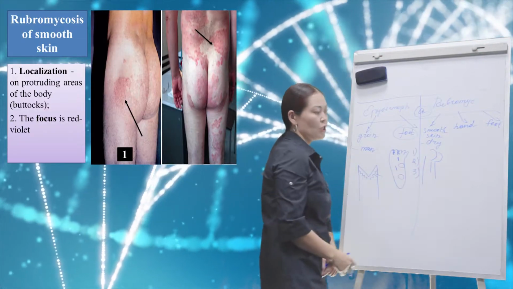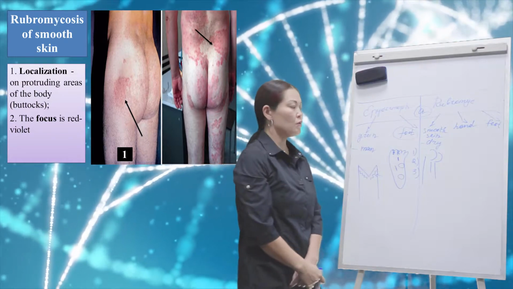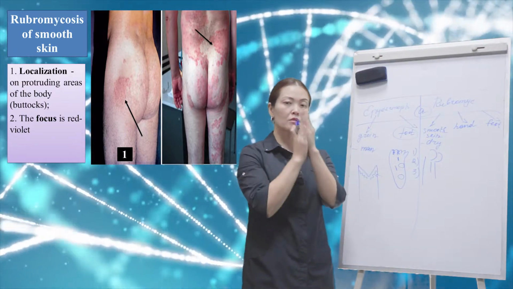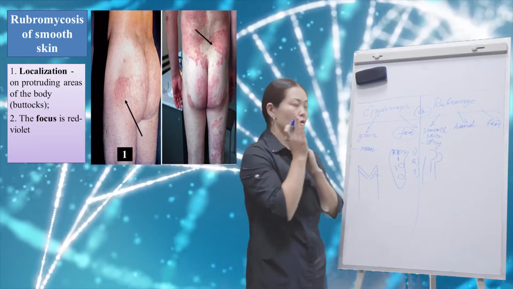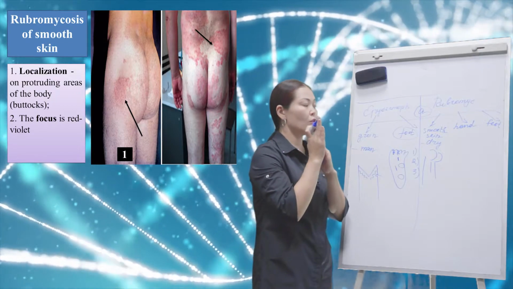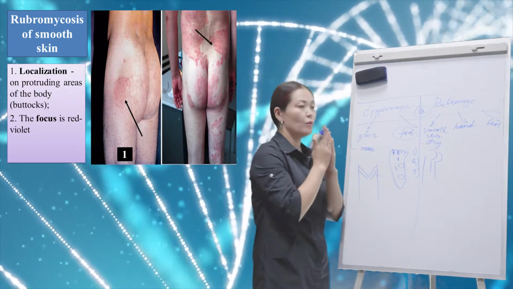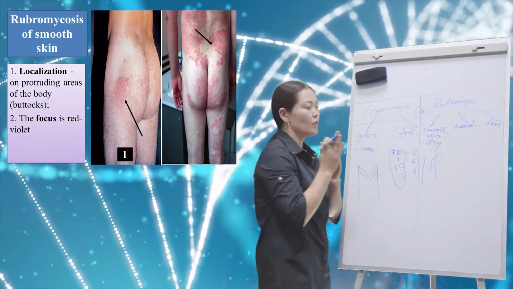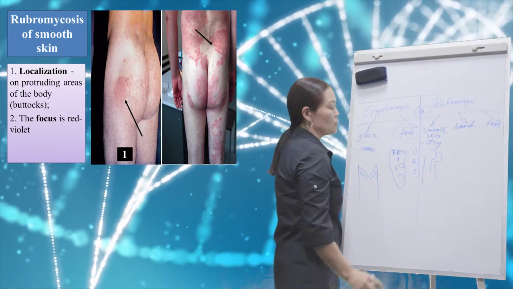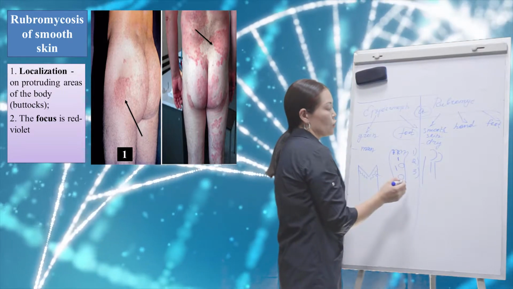So, in bulging places, it can be the buttocks region, or the mammary gland region of women, because these places always rub against close clothes. So when we are moving, our skin rubs against the uncomfortable clothes. That's why in these places you can also see some rashes or changes.